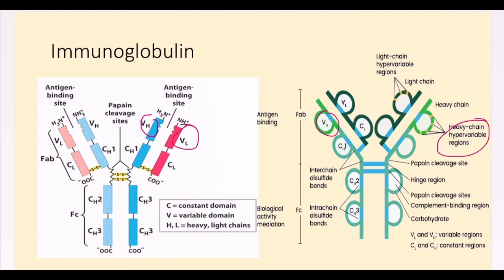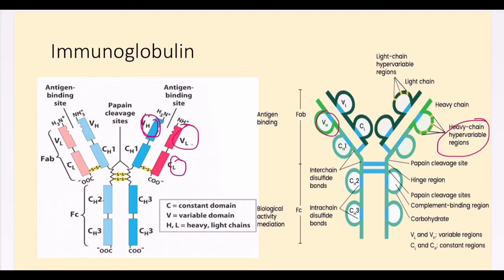The L chain consists of one variable domain, VL, and one constant domain, called CL. Whereas in the H chain, there is only one variable region, VH, but the constant region is CH1, CH2 and CH3.